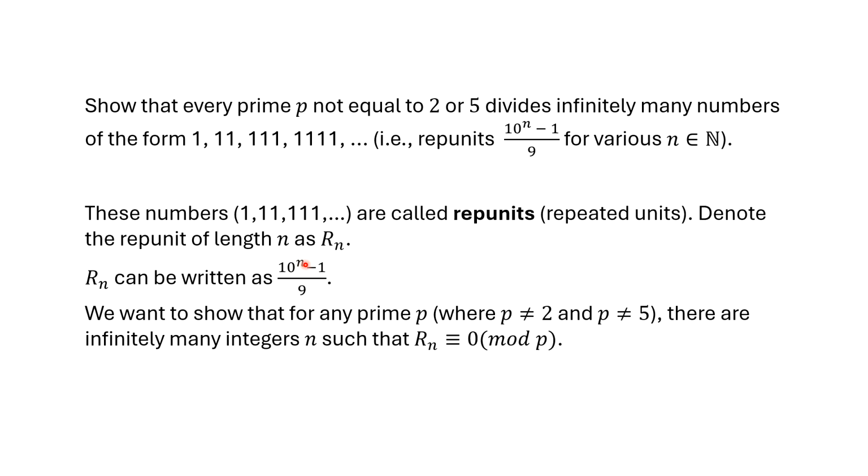So notice if we put in 1 for n, you get 10 minus 1 is 9, divided by 9, you get 1. If you put in 2, you get 100 minus 1 is 99. You divide that by 9 and you get the second one here, and so on. So we want to show that for any prime p, other than 2 and 5, there are infinitely many integers n, such that R sub n is congruent to 0 mod p.